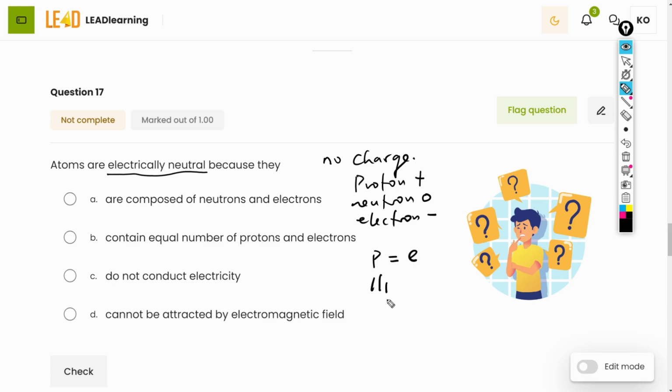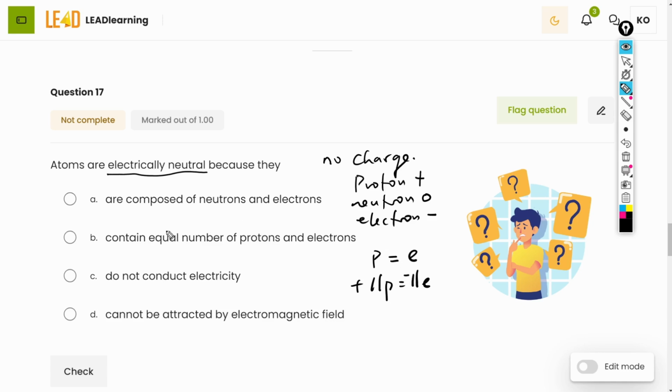So if an atom has 11 protons, it would as well possess 11 electrons. So 11 positive charges and 11 negative charges, they would cancel out. So the reason why an atom is neutral is because atoms have equal number of positive protons and negative electrons.